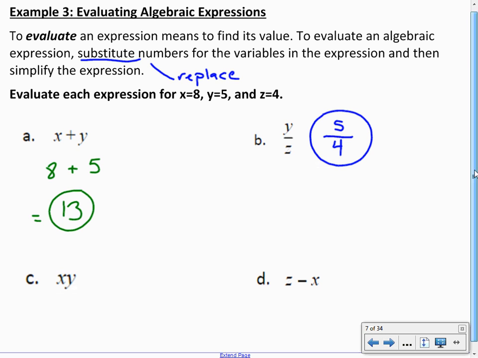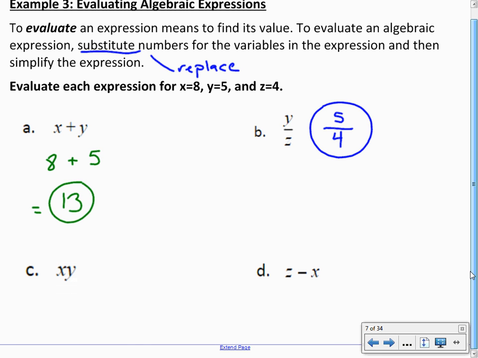All right, in example C, we're doing x times y. So x is 8, y is 5. There is no operation between x and y, so that means that they're being multiplied. So 8 times 5 gives us 40. For example D, we're doing z minus x. So we do 4 minus 8, which gives us -4. All right, so this is evaluating. We start with an expression, we plug in numbers for the variables, and we use our order of operations to find the value of that expression.